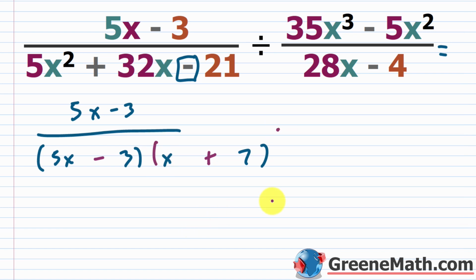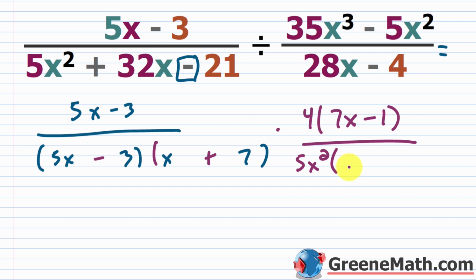And so, times over here, remember, we are replacing this division with multiplication by the reciprocal. So this 28x minus 4 comes into the numerator. I'm going to factor out the 4, and I'll be left with a 7x minus 1. And then for this guy, the 35x cubed minus 5x squared, I could pull out a 5x squared. I would have 7x minus 1.